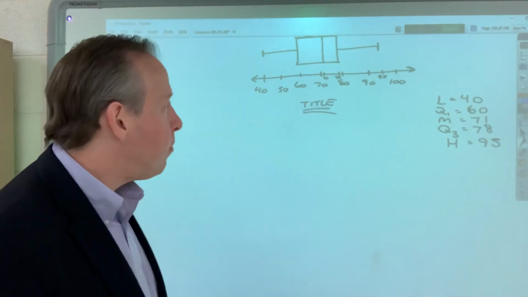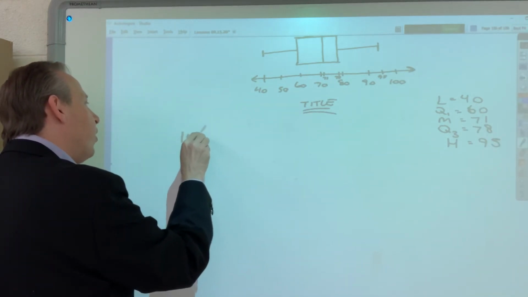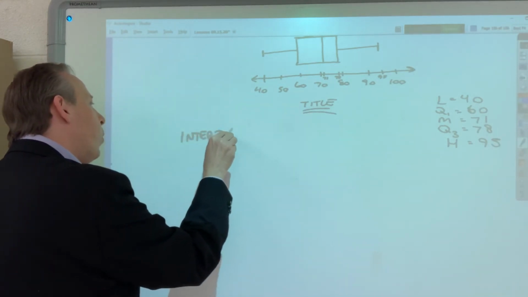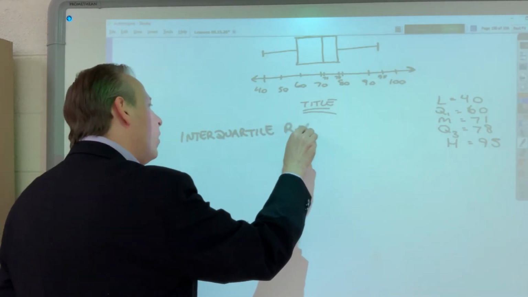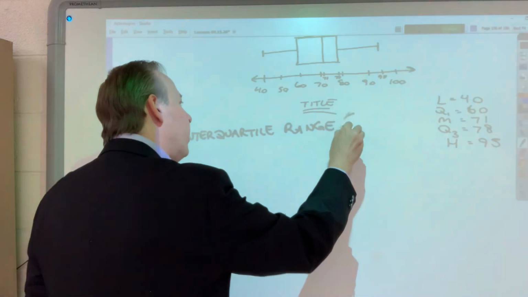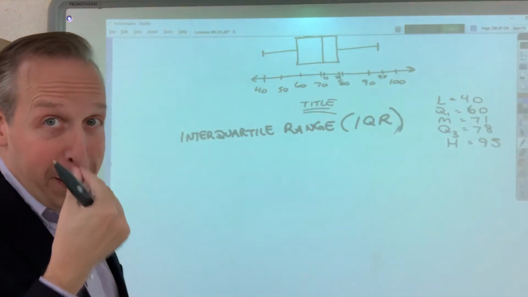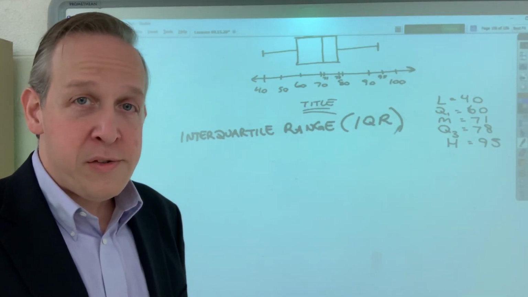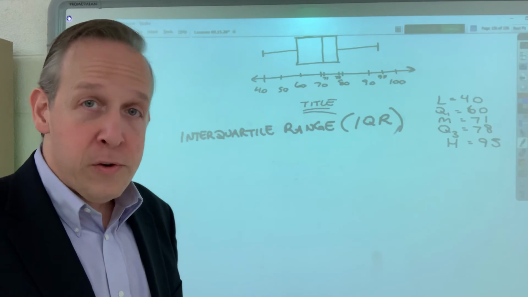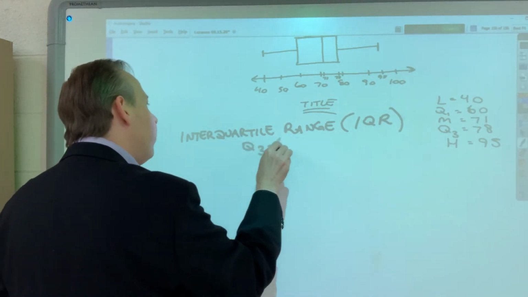the box. Well, the first thing is we have to understand what the box is called. It's called the interquartile range. And we can abbreviate that IQR. It's really easy to find. The range of the interquartiles is just the difference between the first and third quartiles. So Q3 minus Q1.